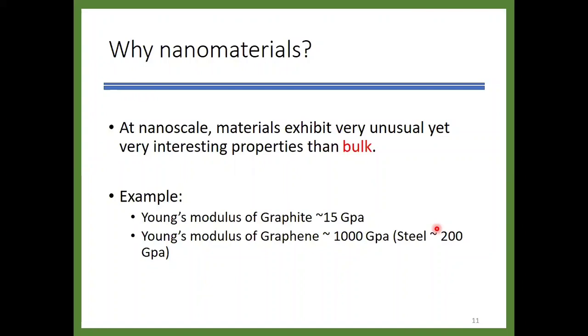Now, as I told you earlier, the same material, if I make it into small size, into the nanoscale, it starts to exhibit very unusual properties. Unusual, I must say, yet very interesting, and also very useful properties than bulk. Bulk here means the macro size materials that we see every day, right? So here I give you one example.